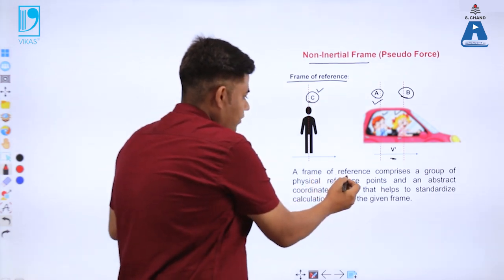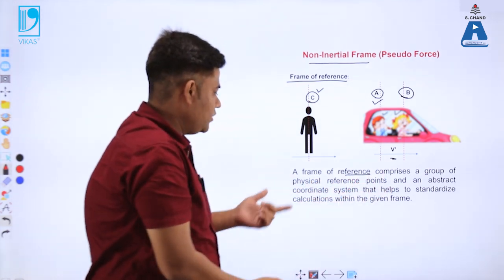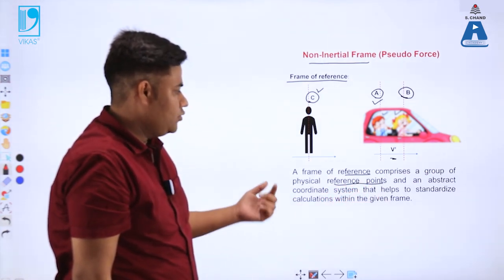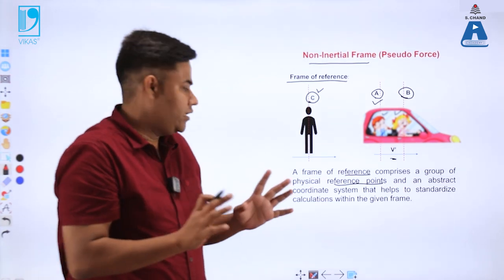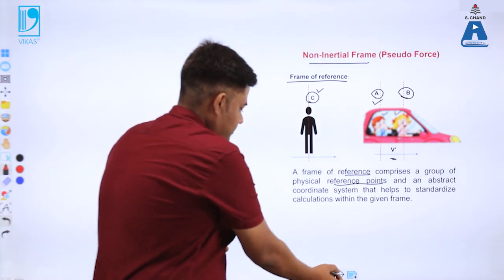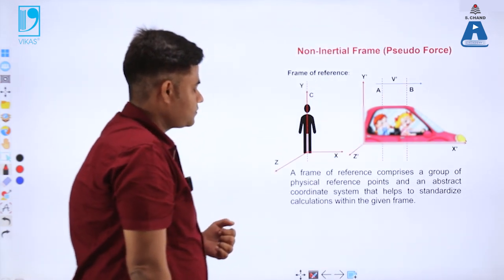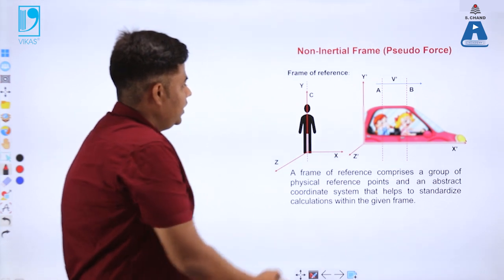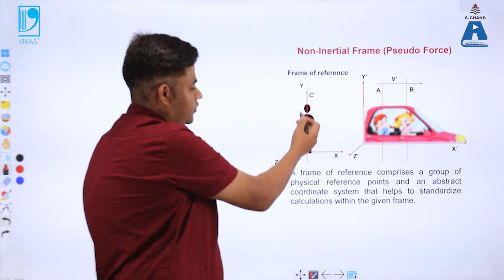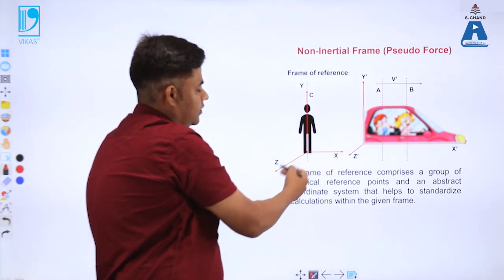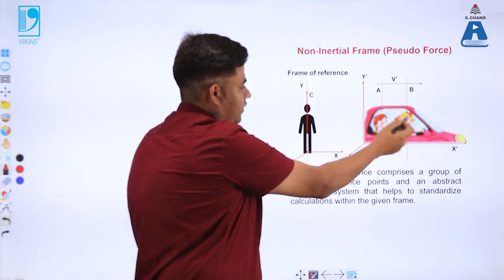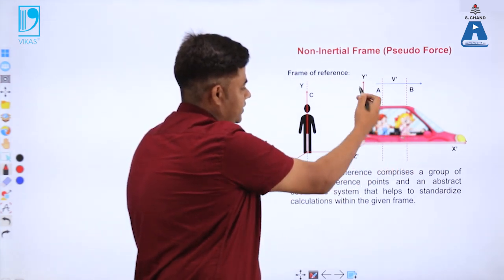Here the frame of reference comprises a group of physical reference points and an abstract coordinate system that will help to standardize the calculations within the given frames. So what is that coordinate system associated with these bodies? These are the coordinate systems. Let's say this man is standing at this point, which is the origin, and this is the frame of reference, which is X, Y and Z. Similarly, the frame of reference for this car would be X dash, Y dash and Z dash.